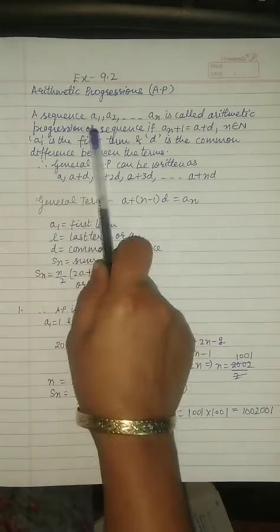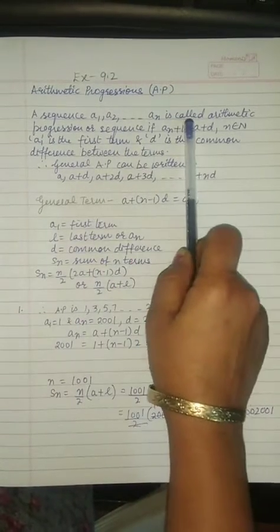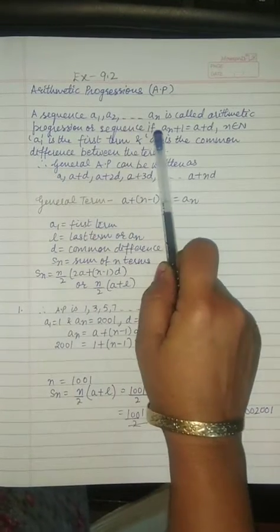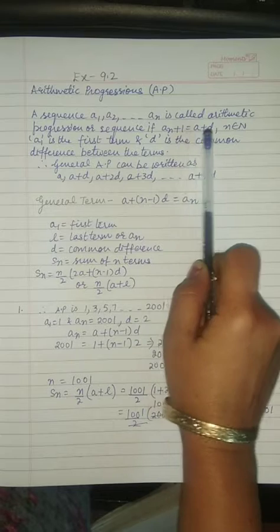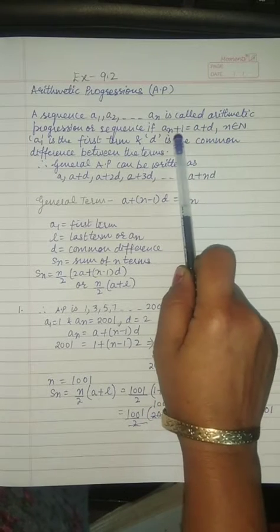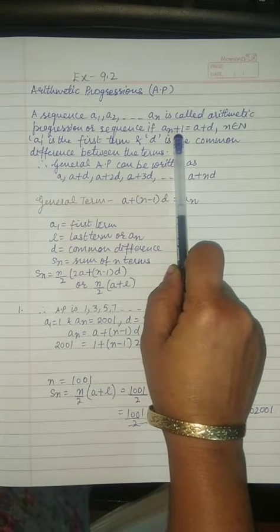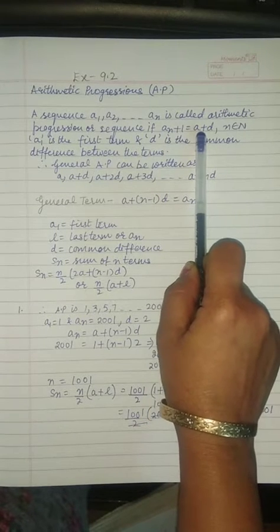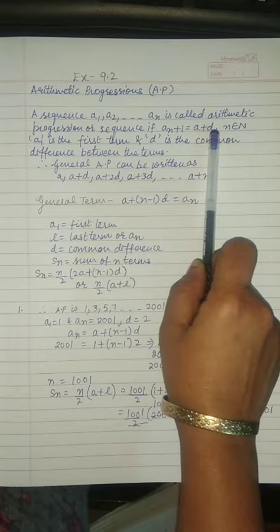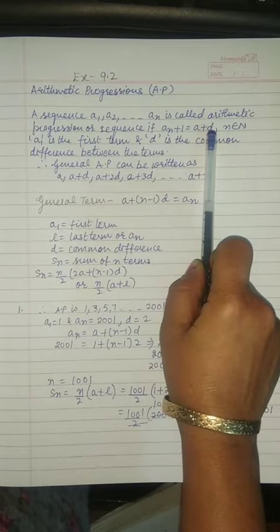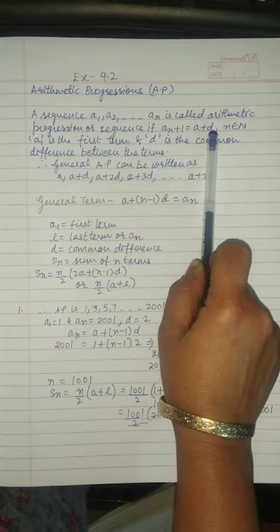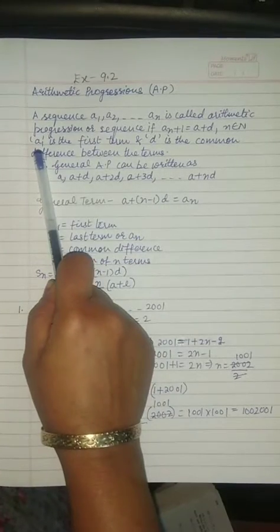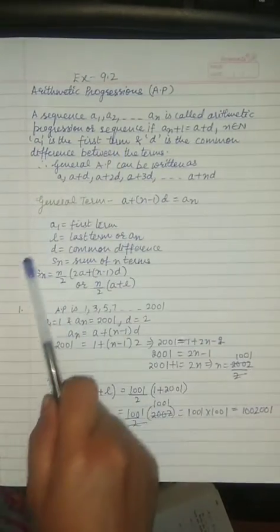A sequence a1, a2 up to an is called an arithmetic progression or sequence if a(n+1) is equal to an plus d. It means that to get the value of a term, we take the value of the preceding term and add a constant d. This constant d is called the common difference between the terms, and a1 is the first term of this series.